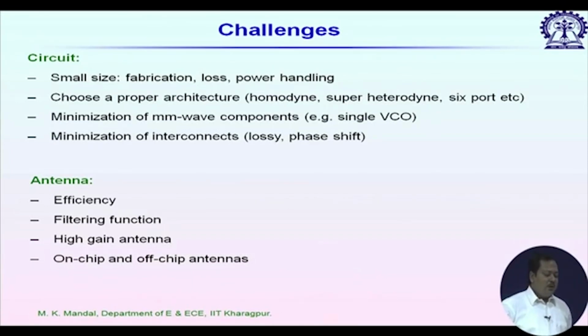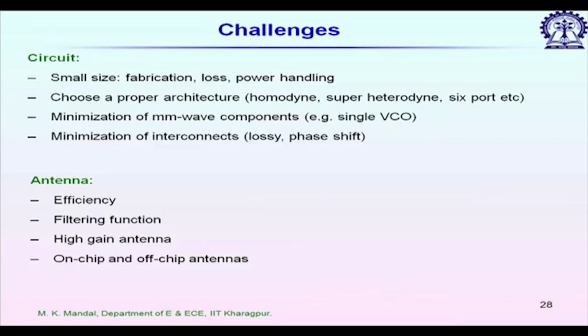For example, let us say we are going to design a receiver. It can be a homodyne receiver, a super heterodyne receiver, or a 6-port receiver. A 6-port receiver has many passive components inside. A super heterodyne receiver has too many components, too many active components, too many filters. So, if we really want to use it for a handheld device, it becomes a problem. That is why a homodyne receiver, or zero IF receiver, is preferred for handheld devices.